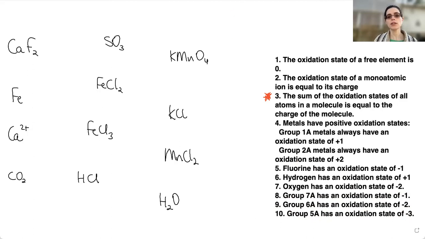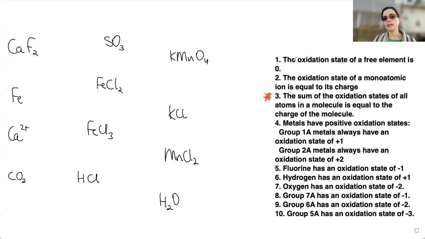So now let's learn how to apply those rules. We will start with calcium fluoride. This is a diatomic molecule and it consists of calcium and fluorine. The way I assign oxidation states, I look at the rules and I pick the first rule that matches my molecule, right? So I have calcium and fluorine in my molecule, and I'm reading through the rules.